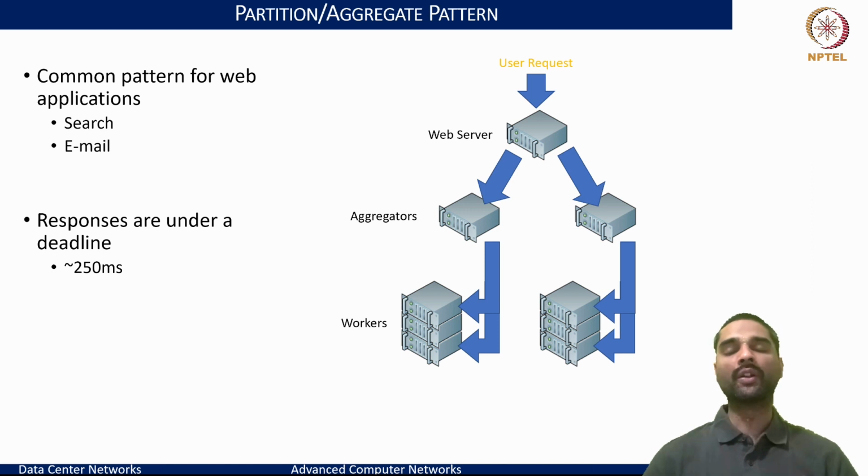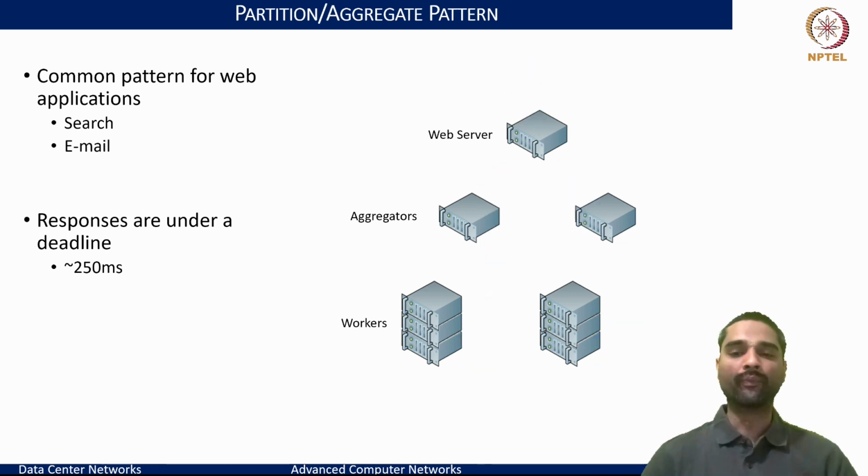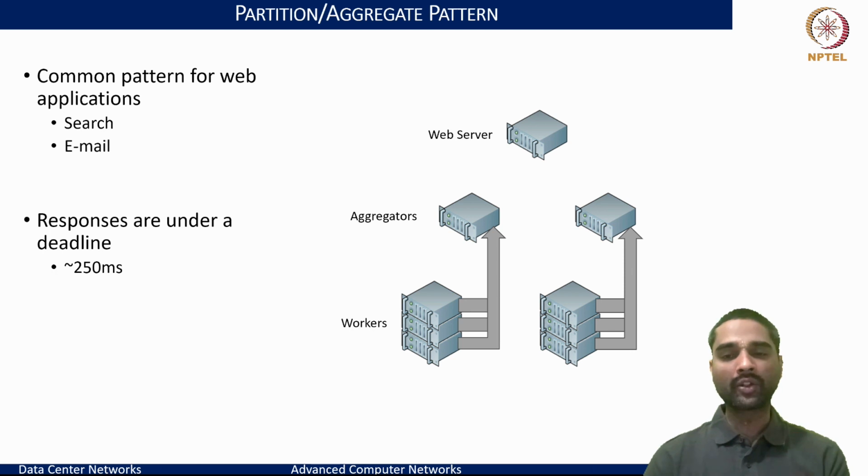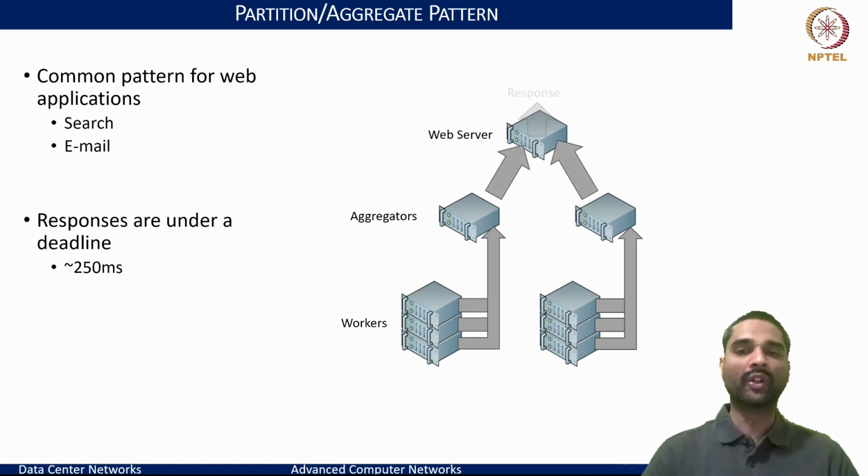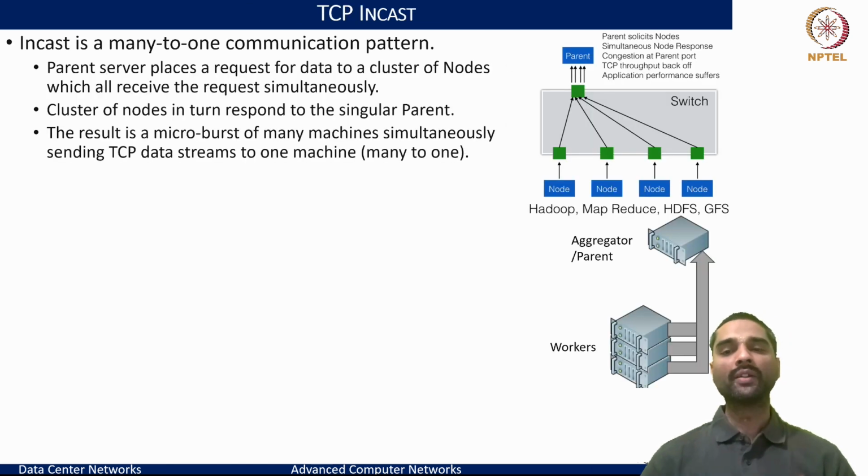And if we say a typical deadline of around 250 milliseconds, then we are speaking of having each of these servers operate within such a deadline. And that means all the connection and communication that happens from the web server to the aggregators and to the workers, and the information that flows back from workers to the aggregators and to the web server, have to happen in a much smaller and tighter deadline than the end-to-end deadline, so that the response can meet the deadlines.